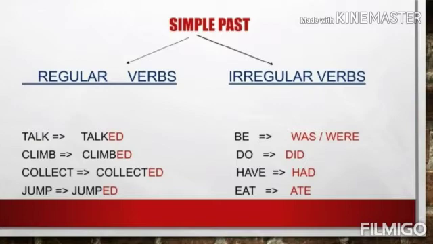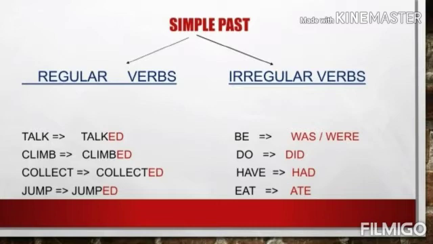There are two types of verb for simple past. The first one is regular verb. So for regular verbs, we add ed at the end of the verb. For example, we have here the verb talk. So the simple past of verb talk is talked, climb, climbed, collect, collected, jump, jumped. So as you see, we add ed at the end of the verb. Okay, is it clear? Now let's move to the second type of verbs.